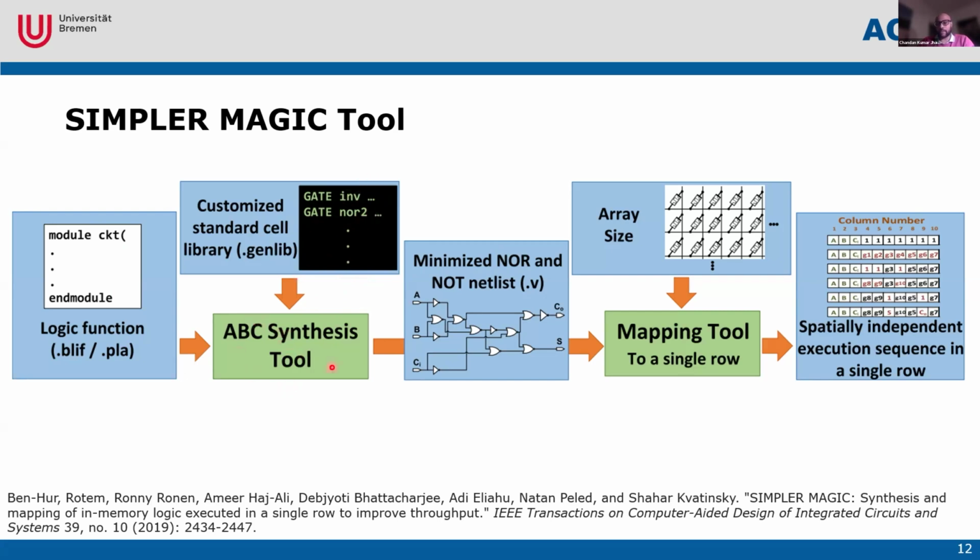Then you give it to the ABC synthesis tool, which gives you an optimized NOR-NOT netlist. This netlist can then be given to the mapping tool, called the Simpler MAGIC tool, which tells you at which time instances which memristors need to be executed, and in what order you need to do the operations, so that you can implement any function. So this is a brief idea of how the Simpler MAGIC tool works. It is open source, so you can download and use it.